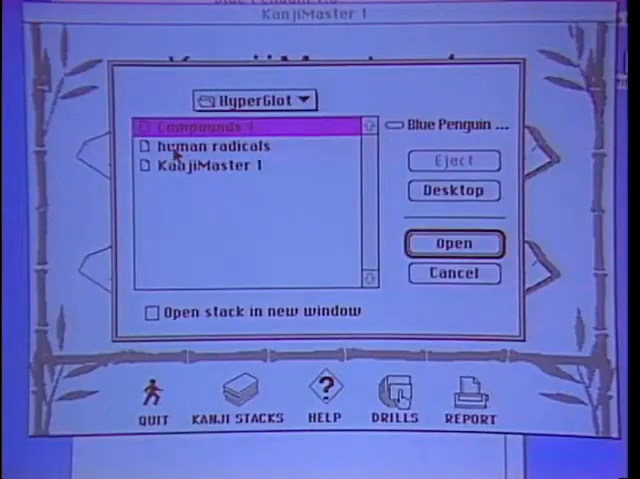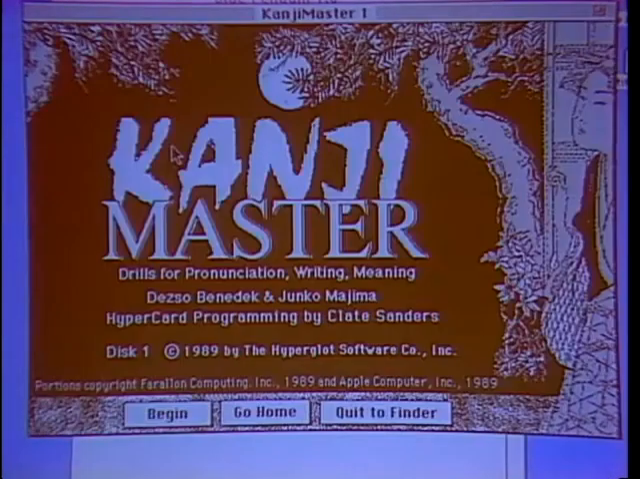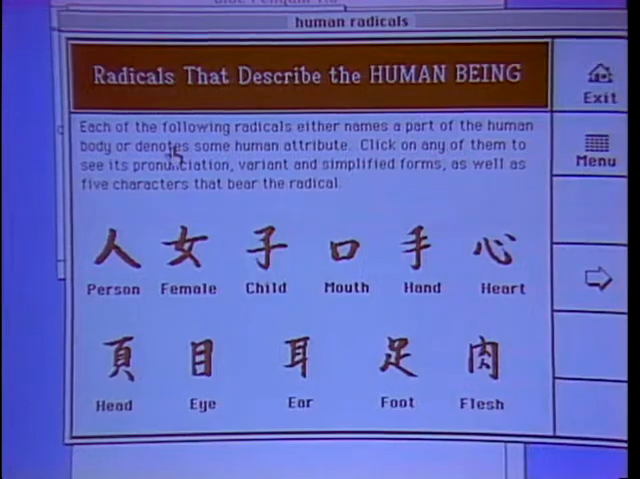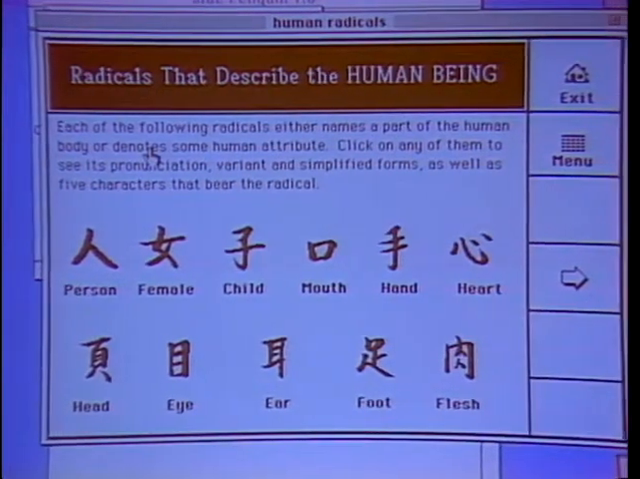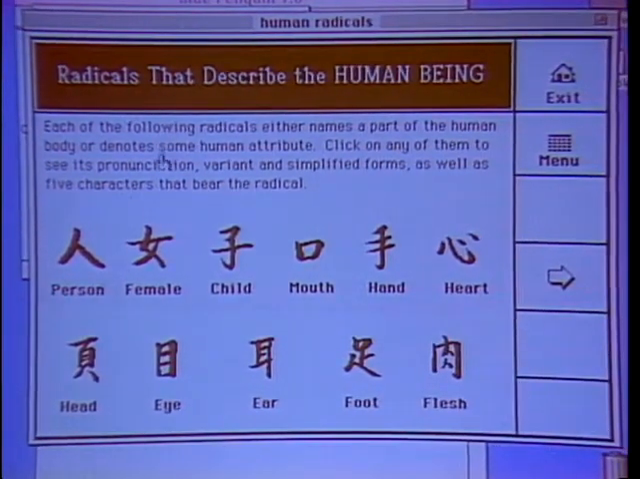What else does Hyperglot have besides the Kanji Master? Well, here we have a Chinese writing tutor. This is a different approach. We have a lot of the same problems with Chinese, of course, too. This takes the approach of looking at radicals.